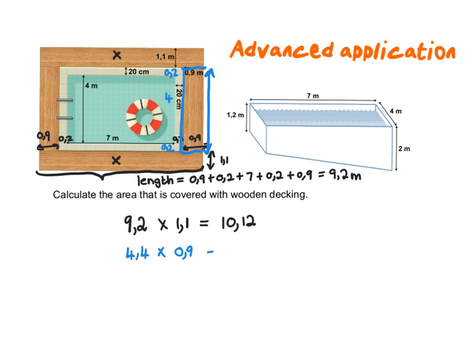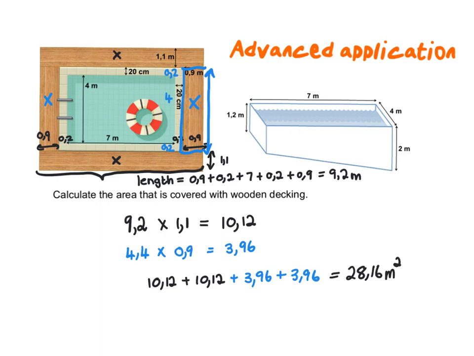So 4.4 multiplied by 0.2 gives me 3.96. So it means this section over here has an area of 3.96 and this section over here. So now I can go and add them all together. I can say 10.12 for the bottom parts, 10.2 for the top parts, plus 3.96 for the left side and 3.96 for the right side. And that all together will give me an area that needs to be covered by decking of 2.16 meters squared.